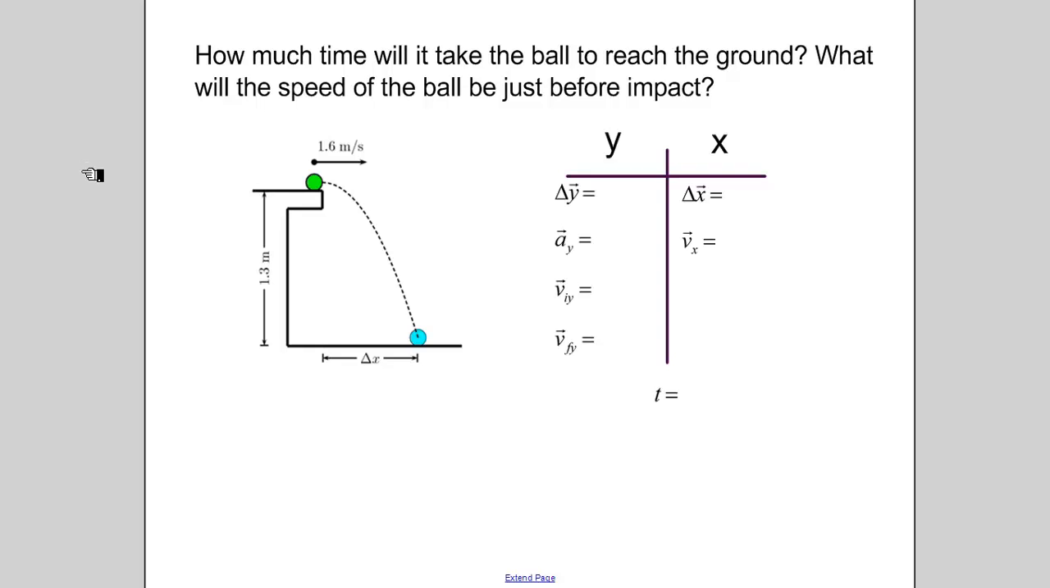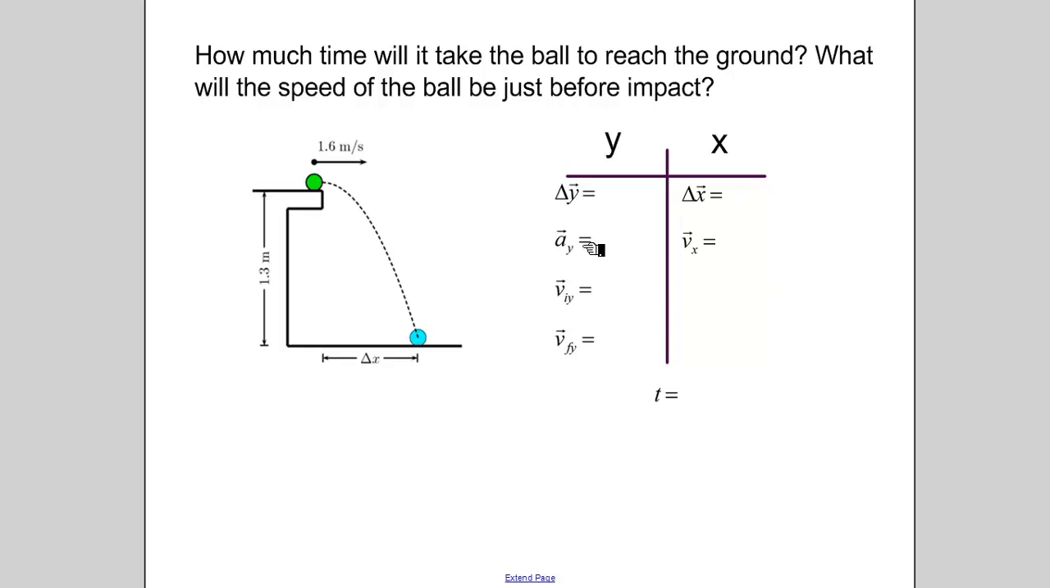So for every projectile motion problem, you should make a little organizational chart, because for every single one, we're essentially interested in the same sets of quantities. And you can see for the y and for the x, and then the time, which kind of is the connection between the two.